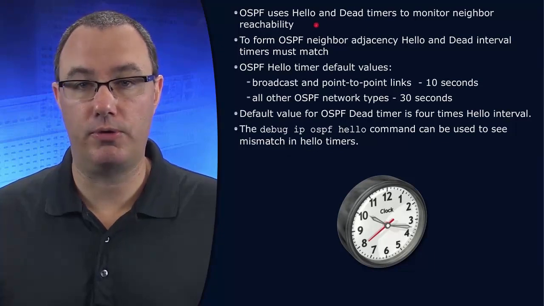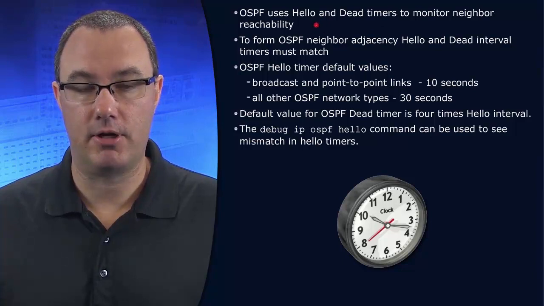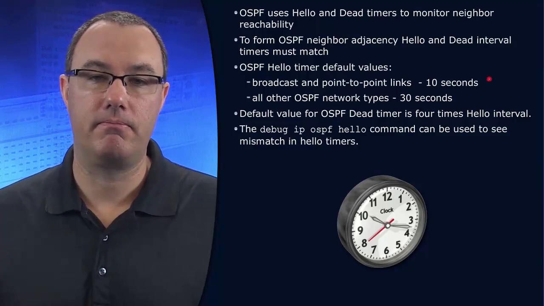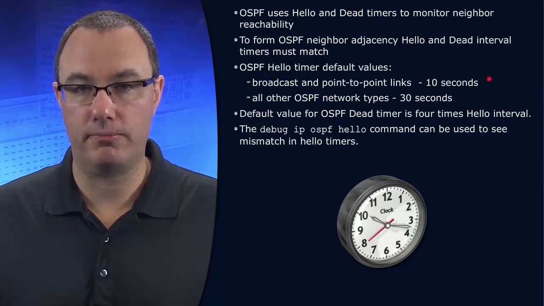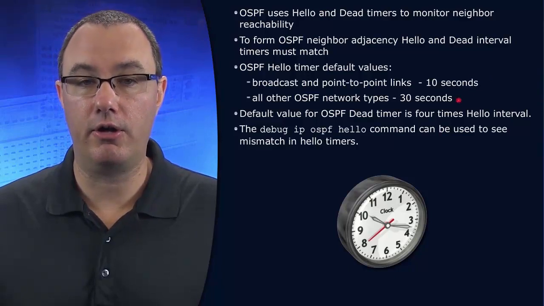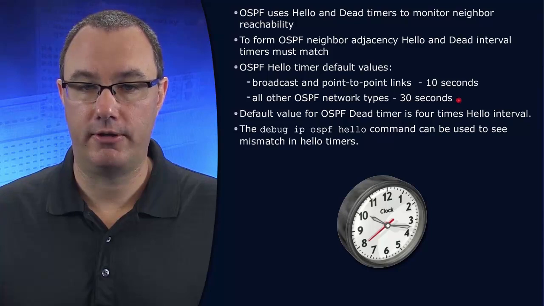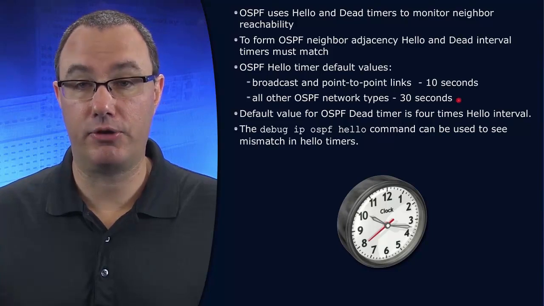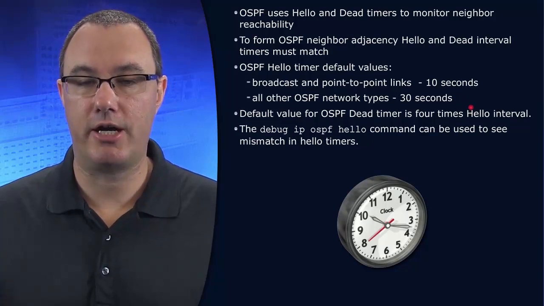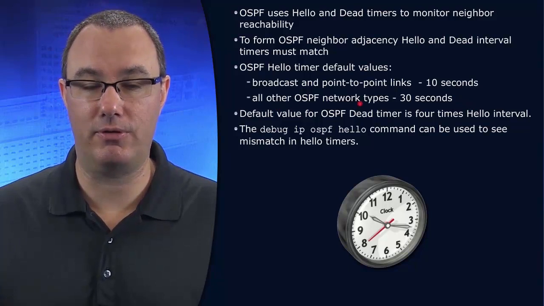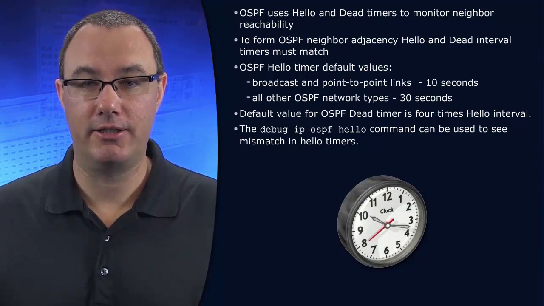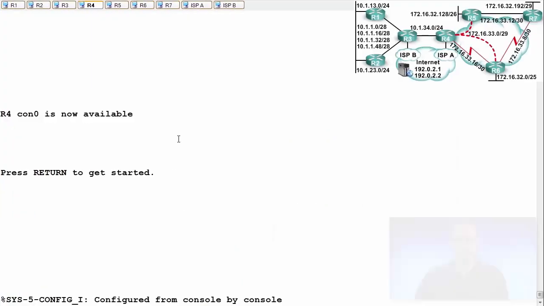Hellos control the frequency that we send those packets out that maintain and form adjacencies. On a fast, high-speed network, these are going to be sent every 10 seconds. On all other network types, they are going to be sent every 30 seconds. So frame relay, think 30 seconds. The hello timer is 1/4 the dead interval. Or let's say that another way: they have quadrupled the hello interval to show us the dead interval. Let's see if that holds true.